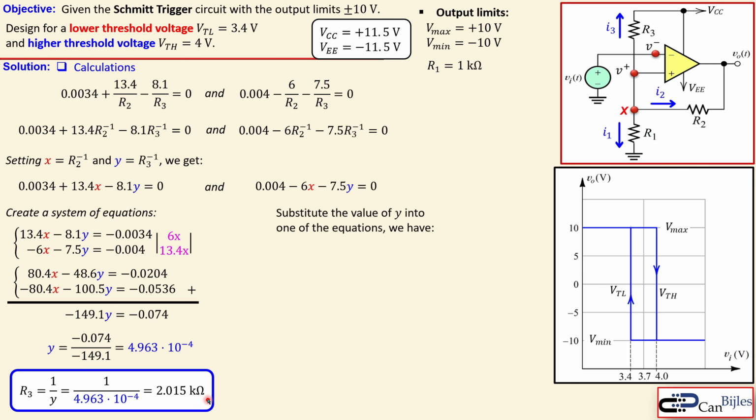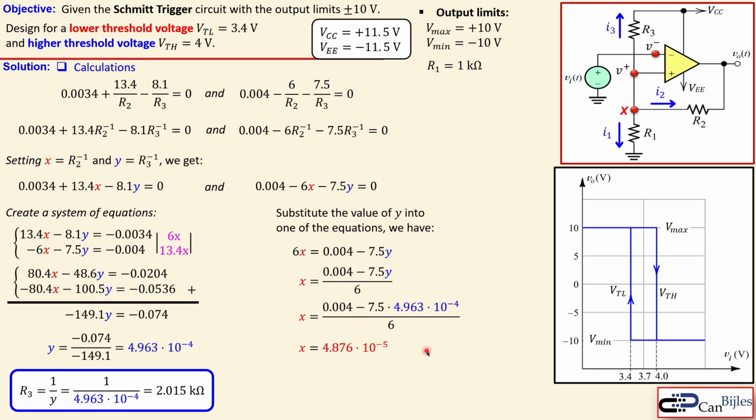Now we can substitute what we have found here, y, in one of the equations here. Let's say this one or that one. I will use this actually. So I replace this with the right side, and then flip the equation, which is what you see here. Now I divide everything by 6, and then I substitute the y I have just found, and now I can calculate this, and the result will be 4.876 times 10 to the power minus 5.